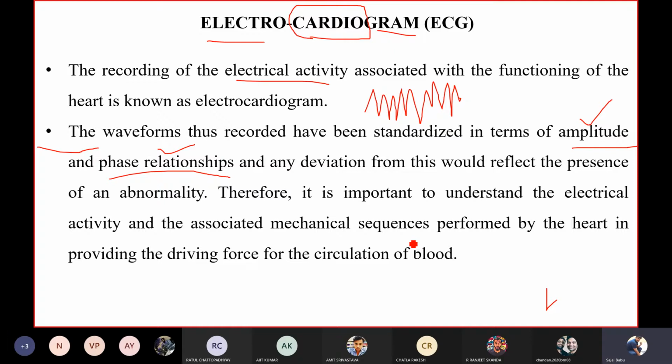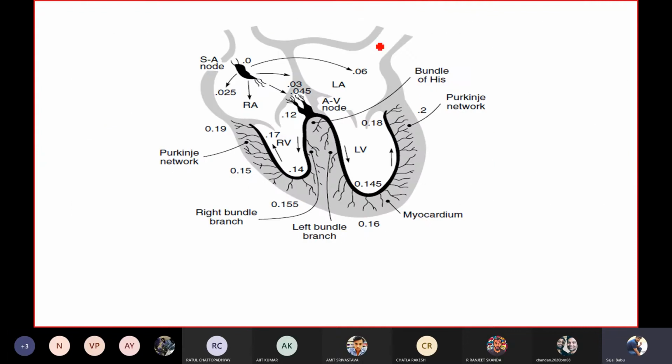Let me show you the heart. This is your heart. You can see it on the screen. I think you are now able to see it on the screen. So this is your heart, and what happens is that I am recording the electrical activity on this heart.